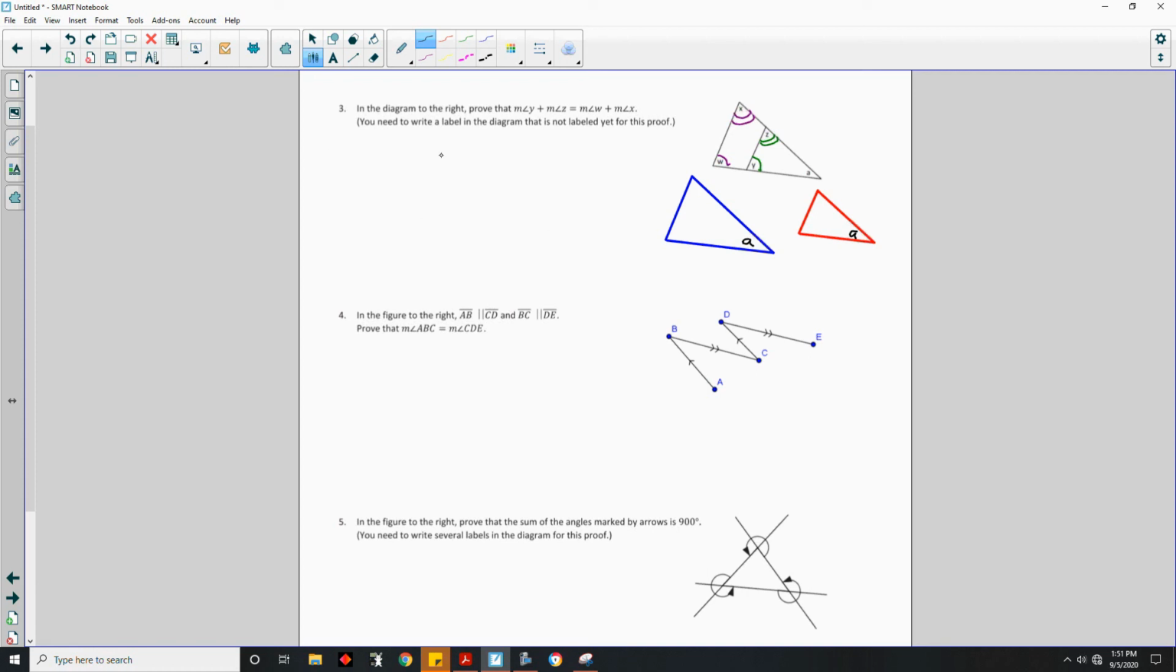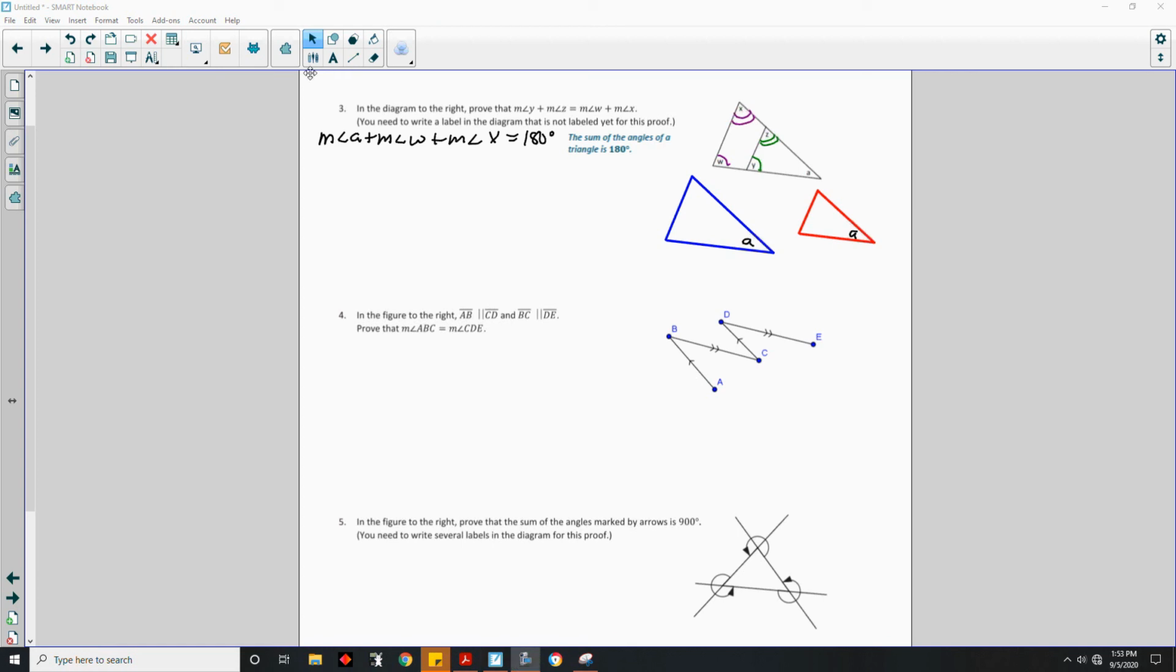So the first thing I'm going to say is, I'm going to focus on one of the triangles. Let's do the big one first. The measure of angle A plus the measure of angle W plus the measure of angle X equals 180. Okay, and the reason? The sum of the angles of a triangle is 180 degrees.